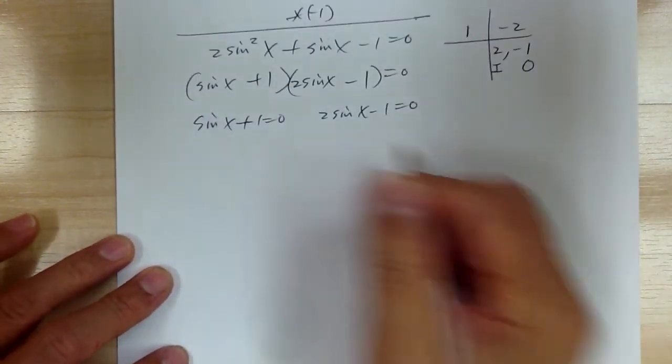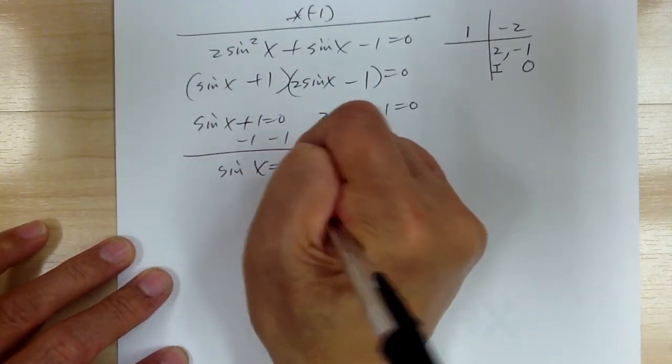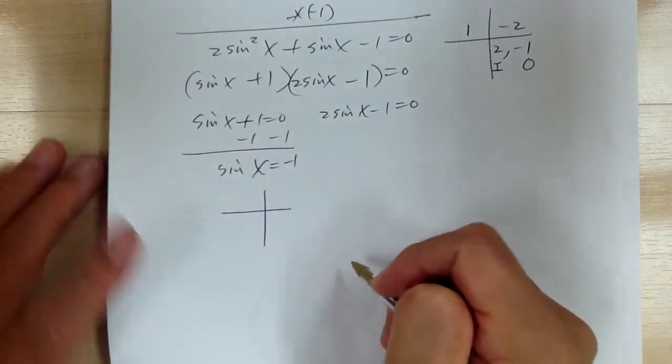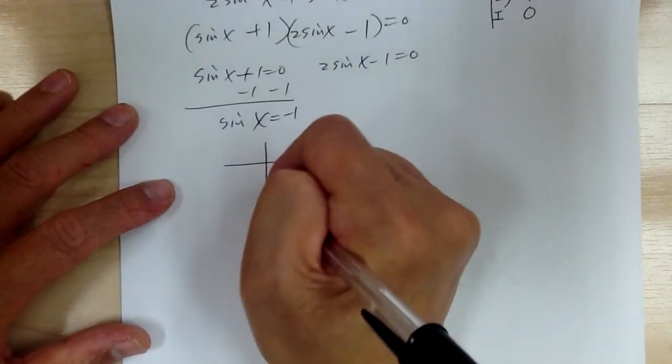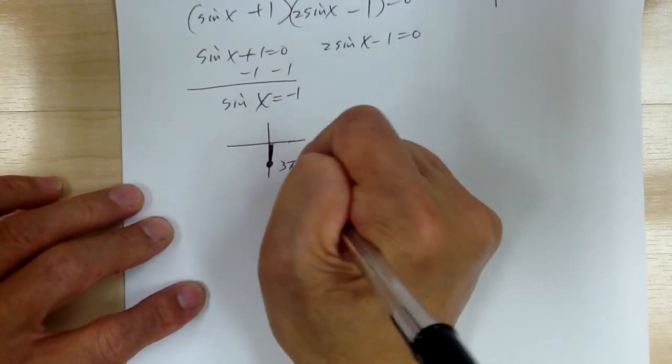And you go and solve. So minus 1 on both sides. So sine x equals negative 1. From here, sine is negative 1, so it's going to be right over here. So this is 3 pi over 2.